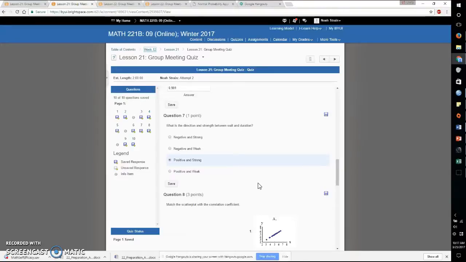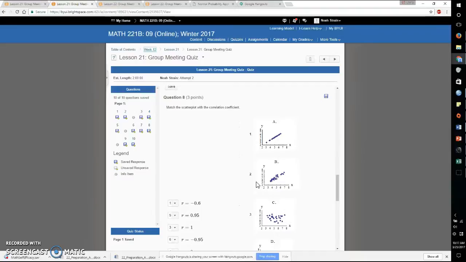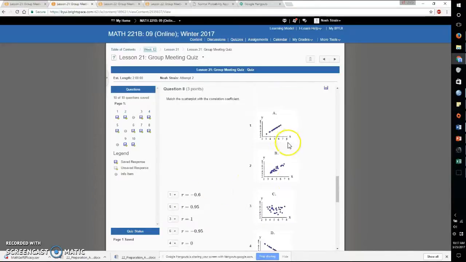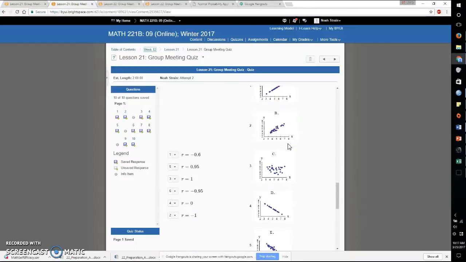And that's specifically those two variables from the Old Faithful data, and like I said, is positive and strong, or C. Question 8, match the scatter plots with the correlation coefficient. So if R is negative 0.6, then it's the... Oh, shoot, it changed the order.